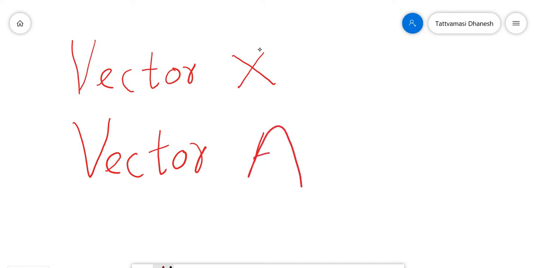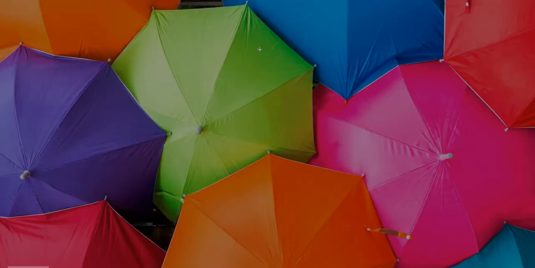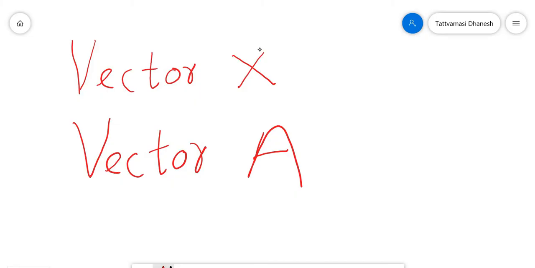So a vector has both magnitude and direction. That is the physical interpretation of a vector. But here in machine learning, we call this matrix vector x, and this vector A. The hidden layer we are calling vector A. You understood this.